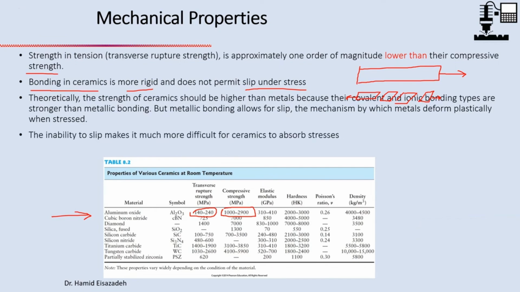So the inability to deform makes it more difficult for ceramic to absorb stress. So when we apply this type of loading, an external force, because we won't be able to see this deformation, suddenly we will have a rupture when the part is in a tensile type of load.